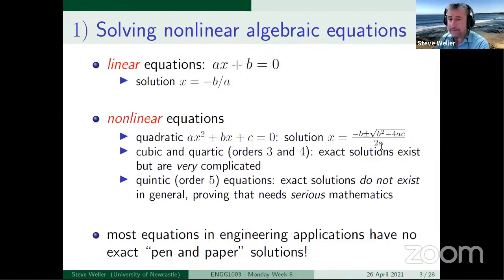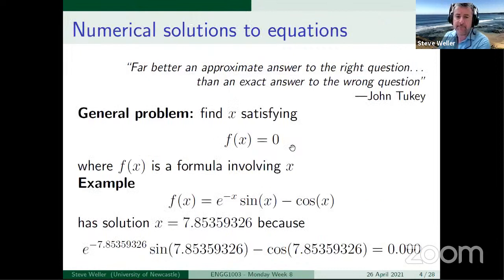On the one hand, that sounds bad because most engineering phenomena in all branches of engineering involve complicated nonlinear equations. And I've just said that no exact pen and paper solutions exist. So that sounds like bad news. Actually, it's not bad news at all, because while exact solutions don't exist, we can find approximate solutions. And that's one of the classic themes of engineering, which is to find an approximate solution rather than an exact solution. Approximate, in this context, usually means as accurate as we need it to be.